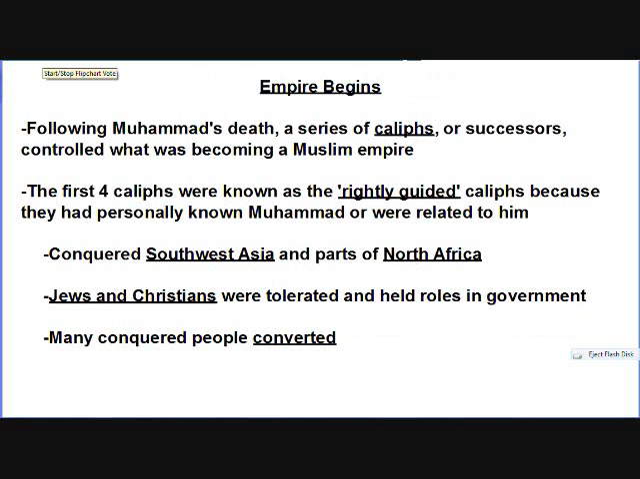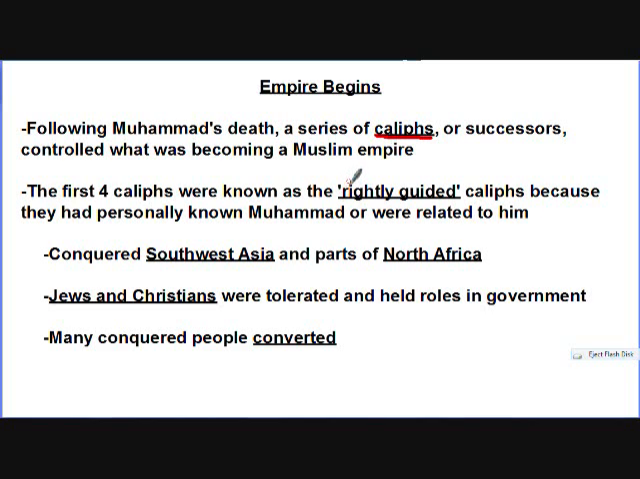Okay, so following Muhammad's death, a series of caliphs or successors control what remains of the Muslim empire. This word caliph is similar to king, but it doesn't really mean the same thing. It's basically seen as a successor to Muhammad as far as who controls the Muslim empire. If you're the caliph, you're the person in charge of that Muslim empire. Now, the first 4 caliphs are going to be known as rightly guided.